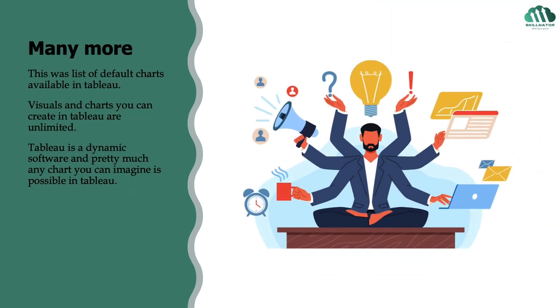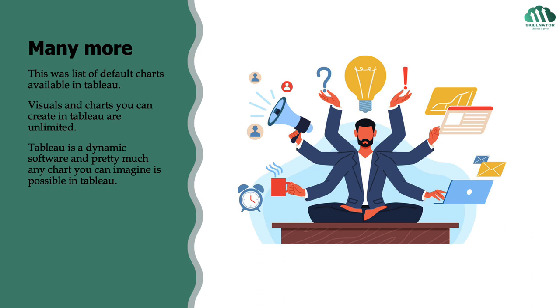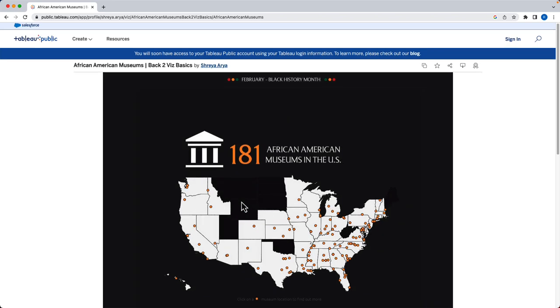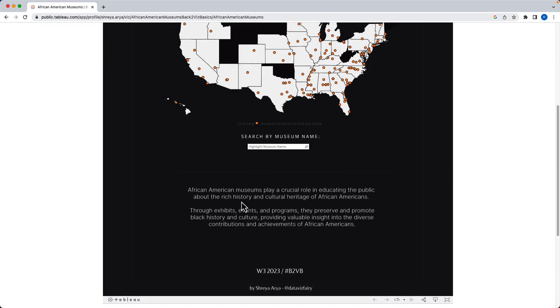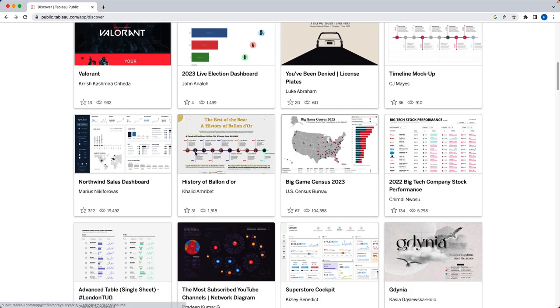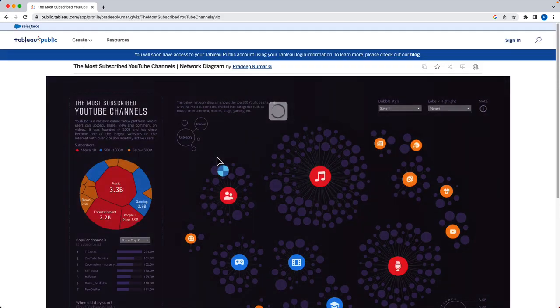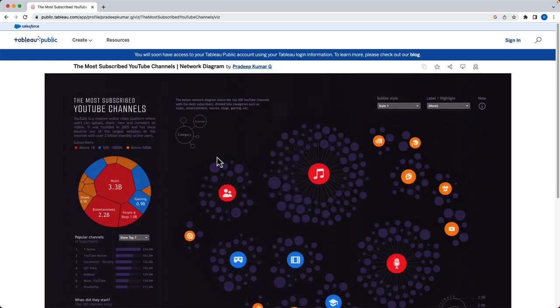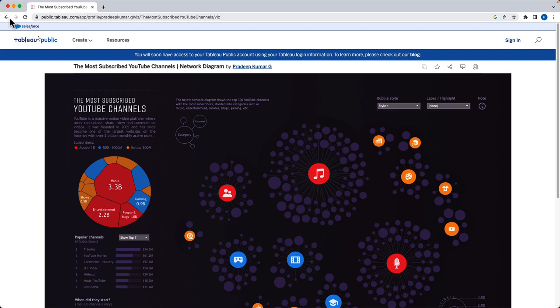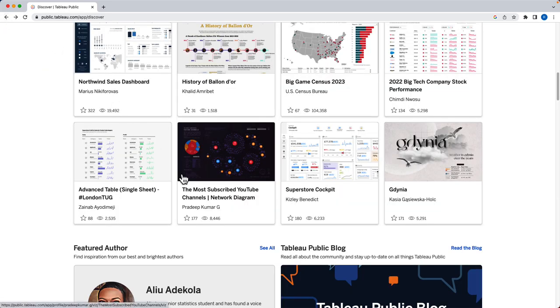These are just some of the basic and default chart types available in Tableau. The types of visuals that you can create with Tableau are unlimited. To get some inspiration, you can also visit Tableau Public. Here, many Tableau developers have posted their visualizations. It will give you an idea of what is possible in Tableau. In a later section of the course, we will also create some custom visualizations. For now, let's move on to our next lecture, where we will learn to create these charts in Tableau.